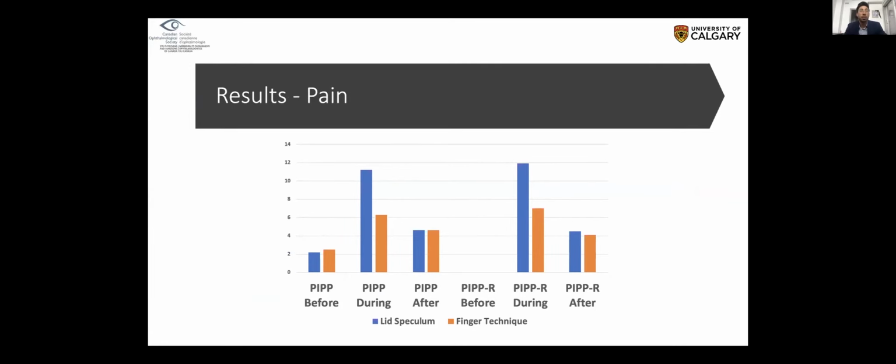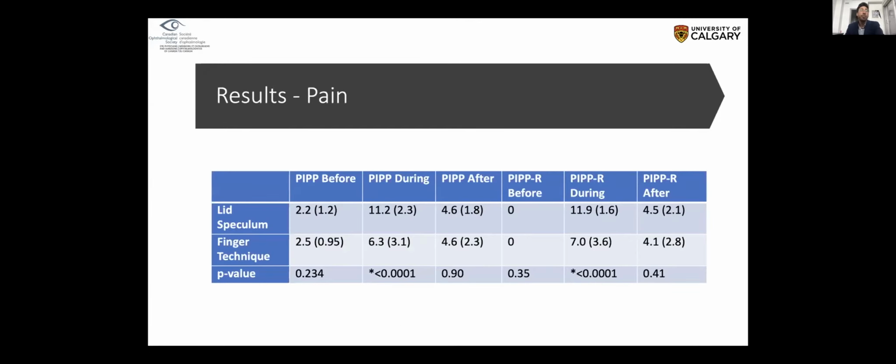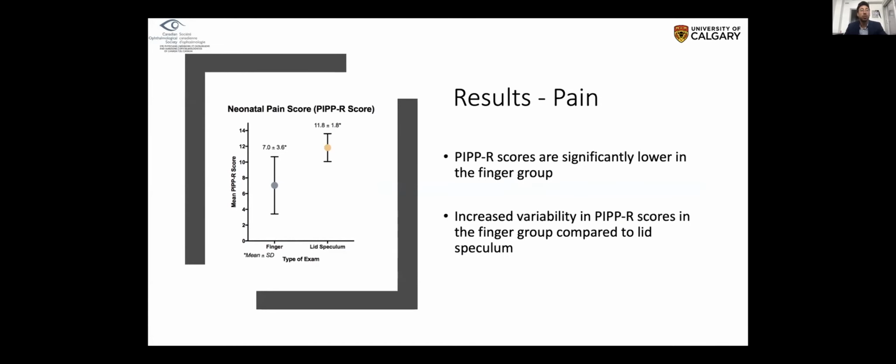This table highlights pain scores before, during, and after examination with lid speculum in blue and the finger technique in orange. Using both the new and old PIPP scoring systems, pain before and after were similar, but were higher in the exam in the lid speculum group, regardless of the type of pain score used. This is a distribution plot with the mean PIPP-R scores on the y-axis. There's a large main effect of group, which means that there's a significant between group difference in the PIPP-R scores. It is interesting to note the increased variability in the PIPP scores in the finger group.